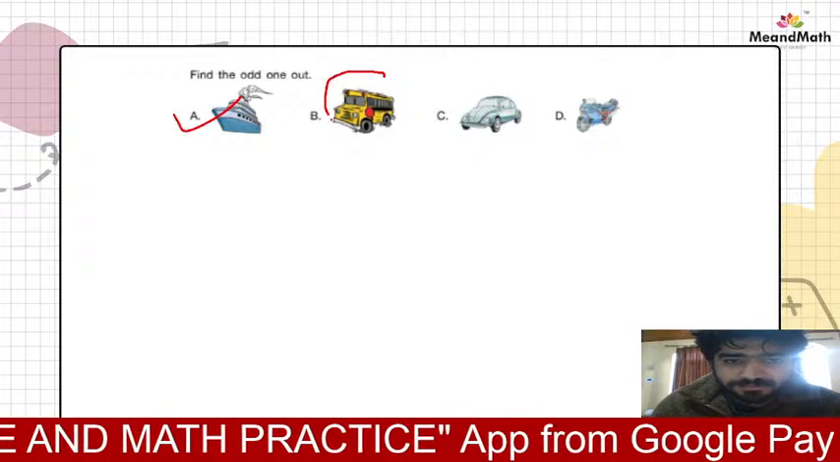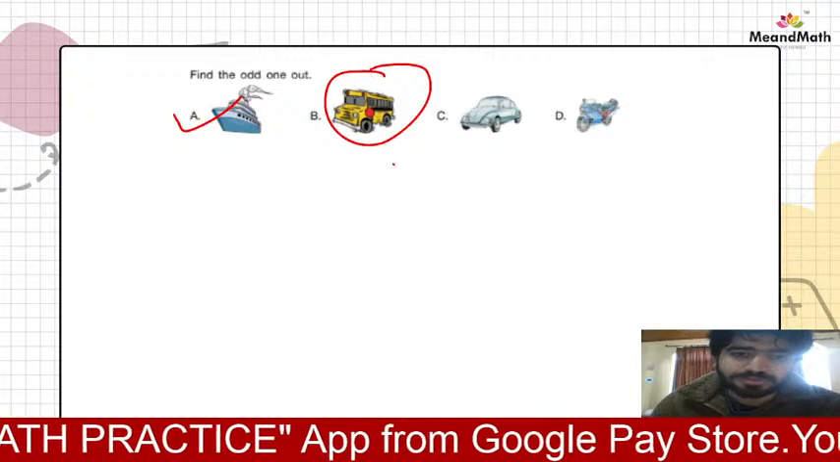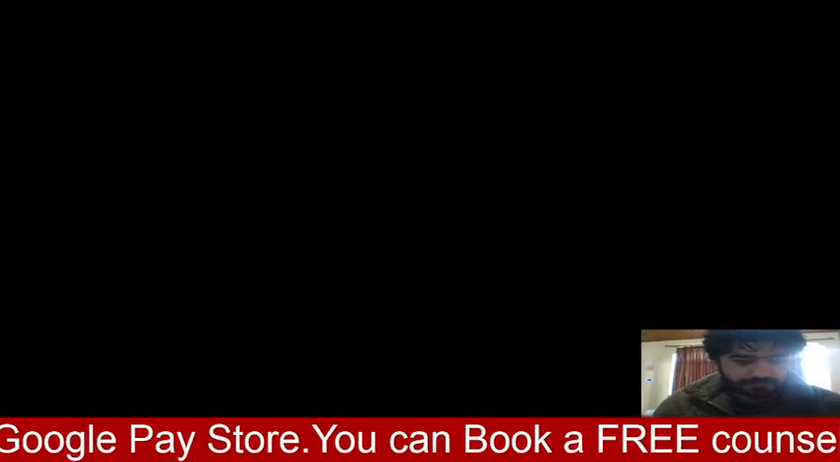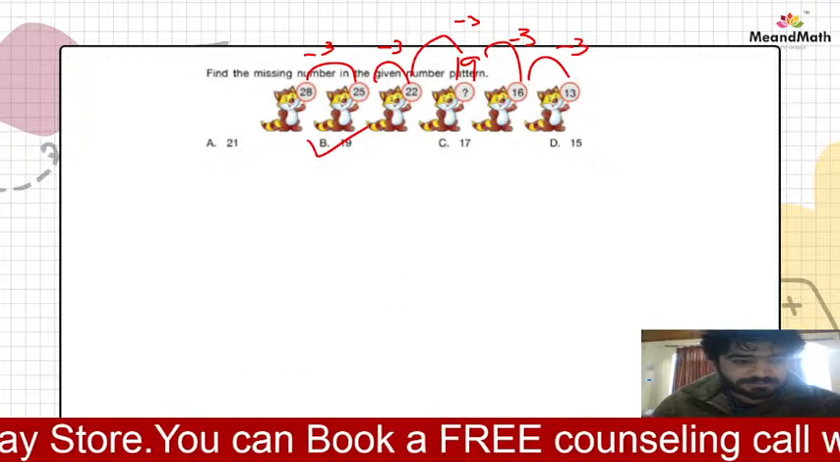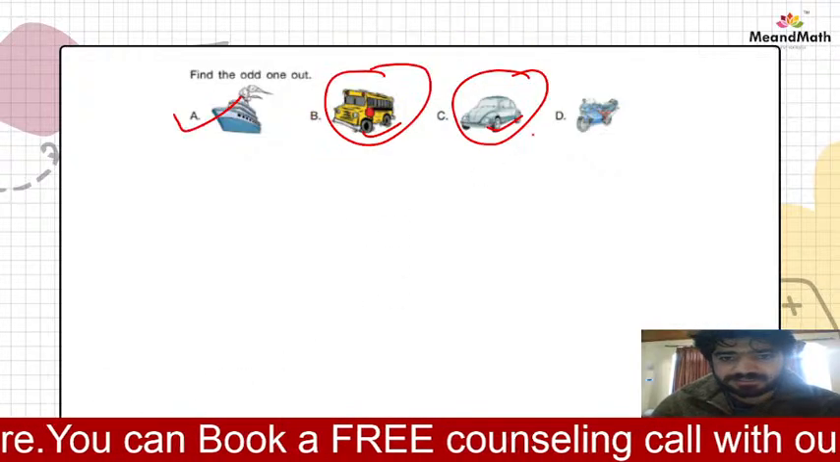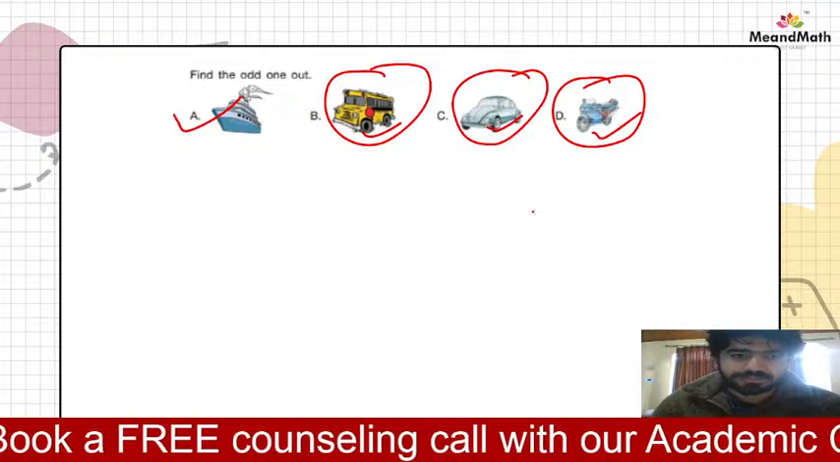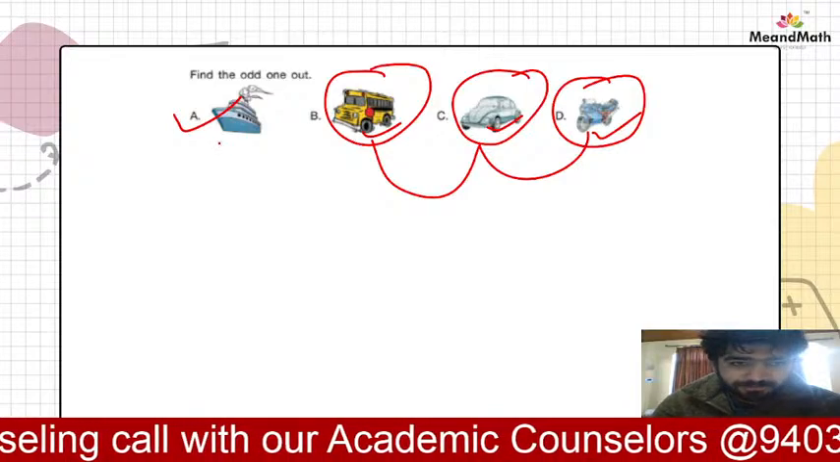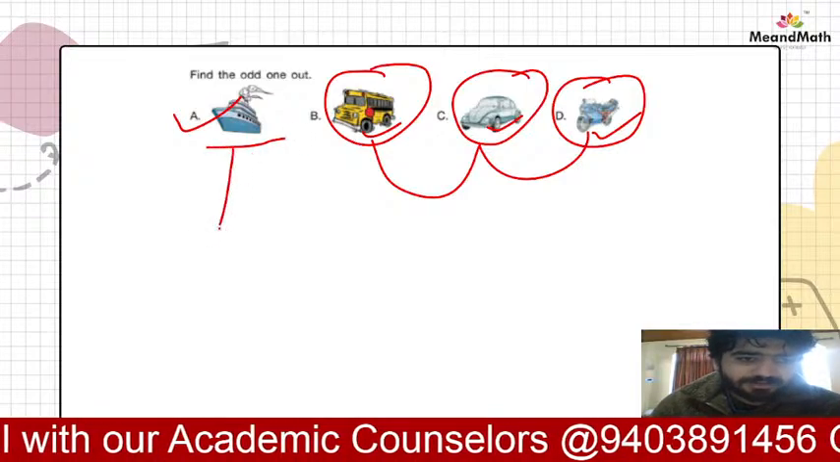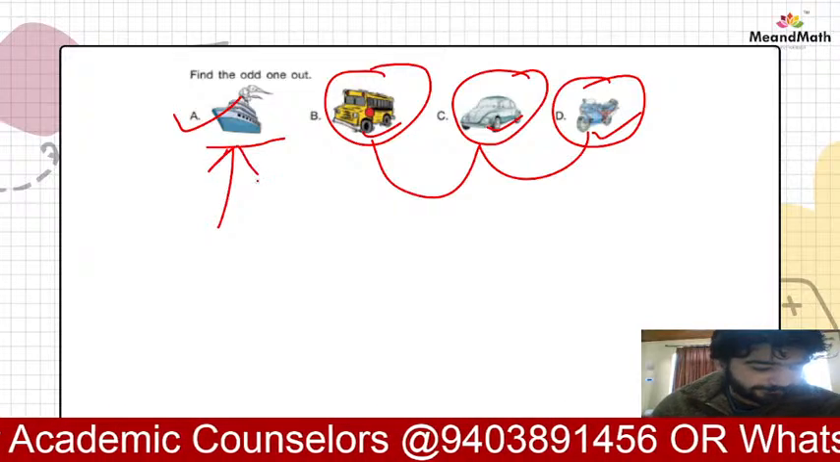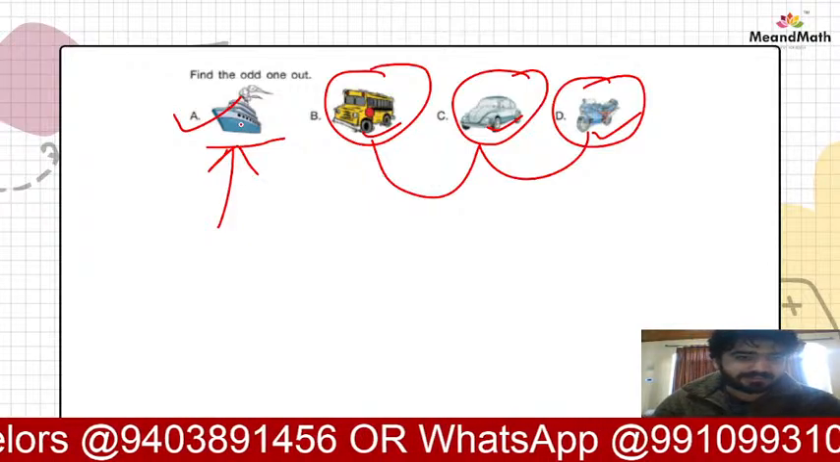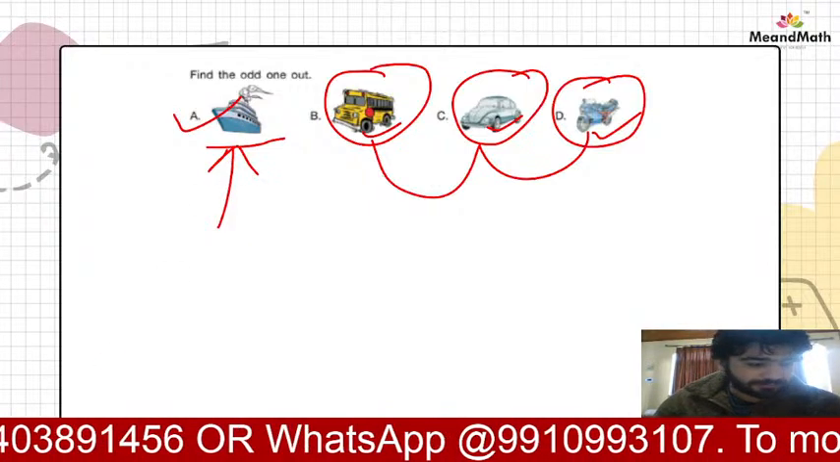Because see, this is a means of transport we use on the road because it has wheels. See, this is also used on the road. It has wheels, the car. And then, just a second. Then the bike is also used on the road, isn't it? So all three of them are used on the road, but the boat or the ship is in water. Therefore, it is different from the other vehicles. So it is indeed the boat, which is the odd one out.